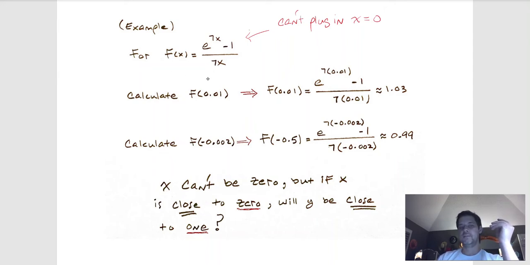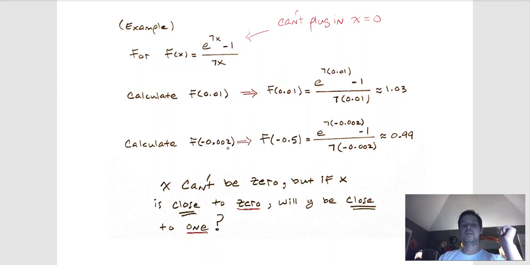So for this function, I said, well, what happens if you plug in 0.01? That's not 0, but it's pretty close to 0. Here I did all the math with my calculator. You'll need a calculator of some kind to do this. I got 1.03. Then here I plugged in another number that is not 0, but is very close to 0: negative 0.002.